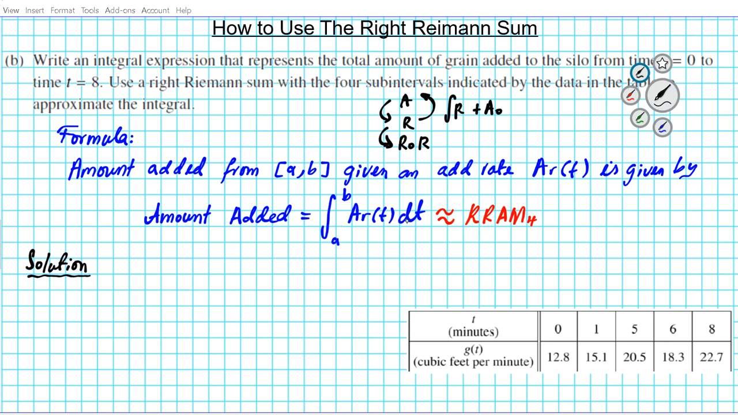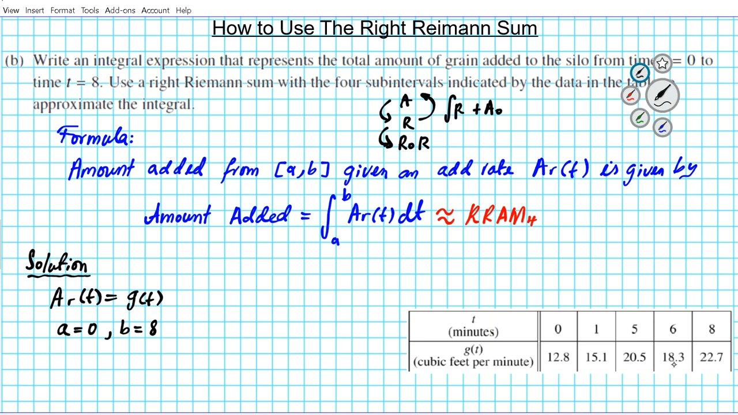All right, so let's adapt this particular formula to what we're dealing with right now. In this particular case, the add rate, the rate at which grain is being added to the silo, is a function g of t. The lower bound, your starting time, is 0, and your ending time is, so you're going from 0 to what? 0 to 8. Perfect.